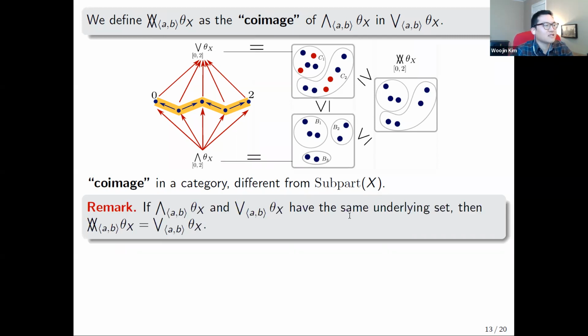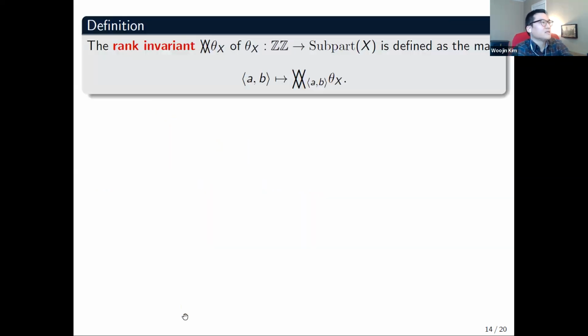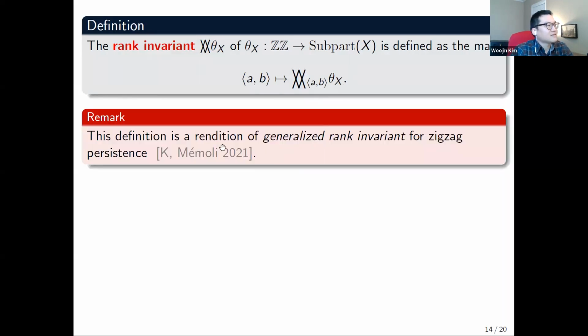One remark is that if the join and meet have the same underlying set, then this coimage is not different from the join. For example, in the previous page, we saw this formigram, and the meet and join here have the same underlying set. Then when we compute this coimage, that's not different from the join. Now the rank invariant will be defined as the map which sends each interval to the coimage over that interval. And that's the rendition of the generalized rank invariant for zigzag persistence in my previous work with Facundo Mémoli.